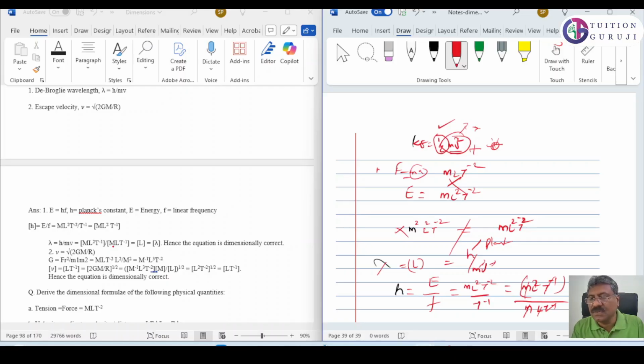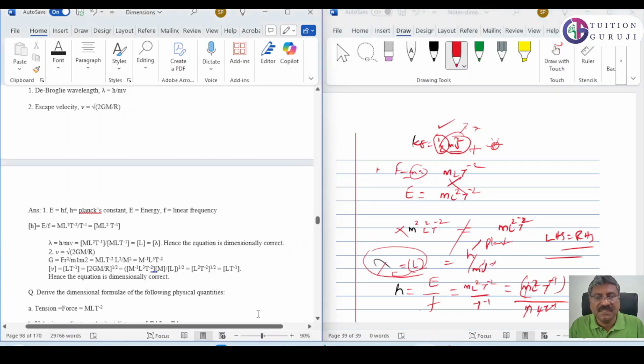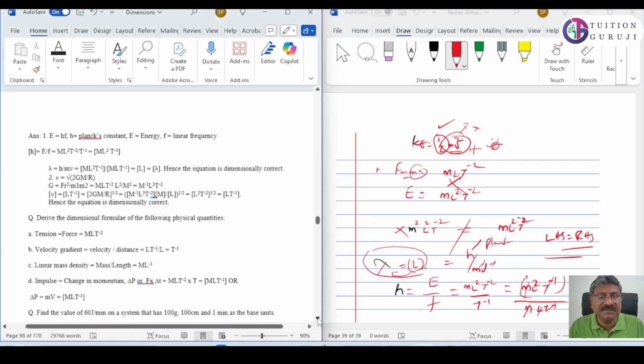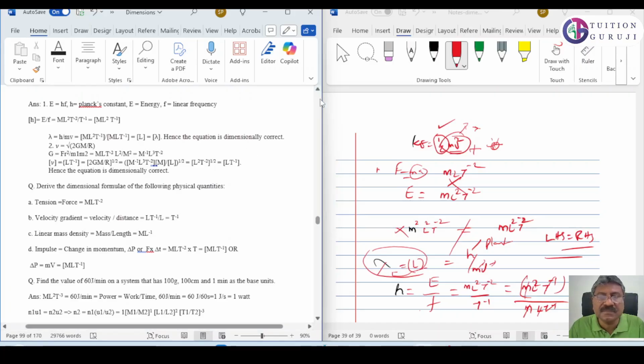Length. So here we got wavelength. Wavelength is length only. So what happens? LHS is equal to RHS. Therefore this de Broglie's wavelength is dimensionally correct. Okay.